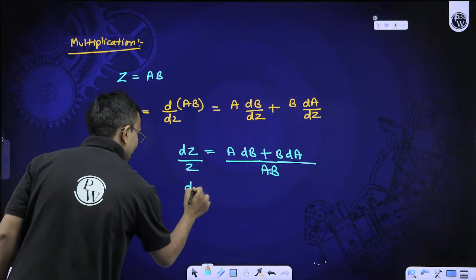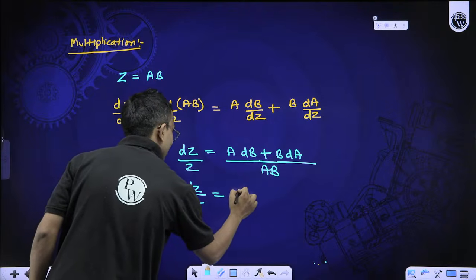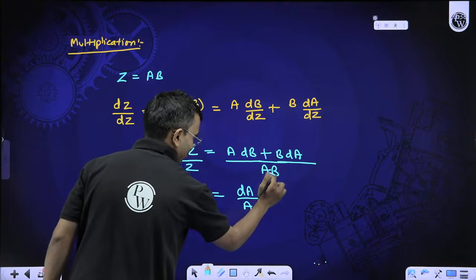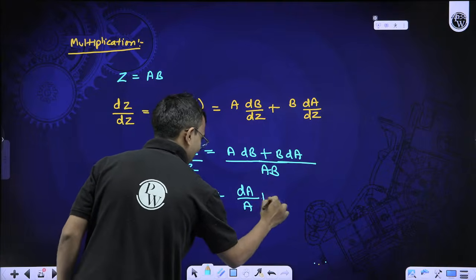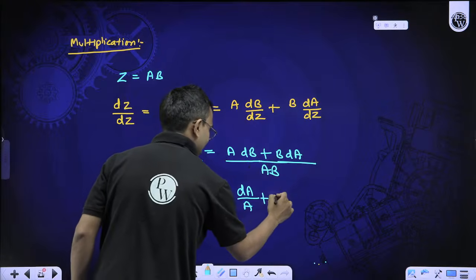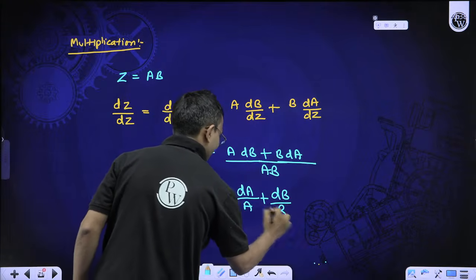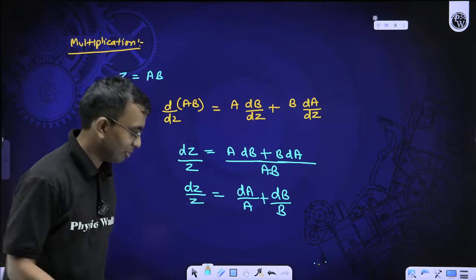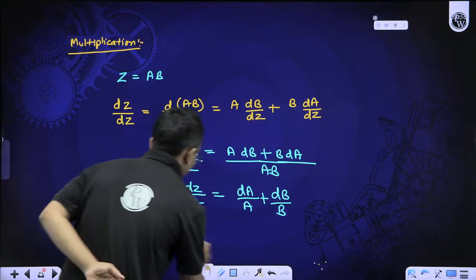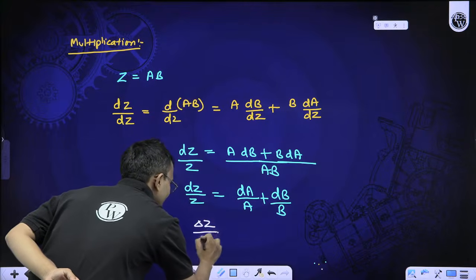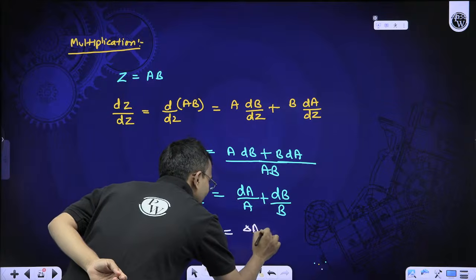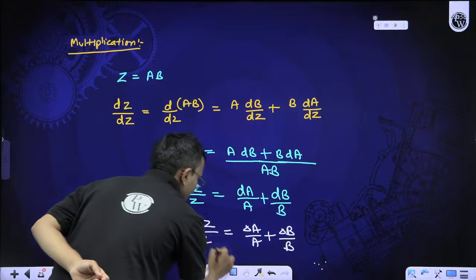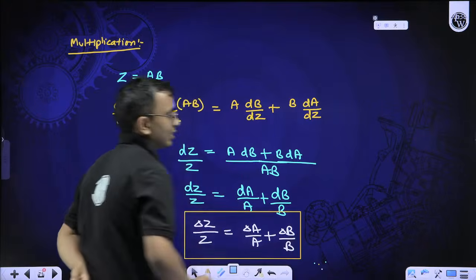Then I got dz by z is equal to da by a plus db by b. When you divide, b will get cancelled in the first term, and in the second term a will get cancelled. dz is error in z, da error in a, db error in b. So when you write the error relationship, delta z by z is equal to delta a by a plus delta b by b. So this is the derivation.